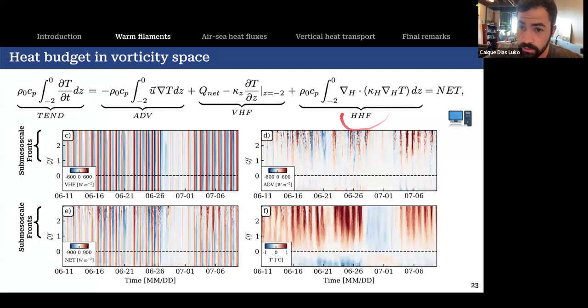The horizontal heat fluxes are negligible. So basically, we have a sum of the VHF and the advection term controlling the heating on the shelf, and the net term you can basically see is a constant cooling and warming on the shelf and more warming at the fronts because of the advective term.